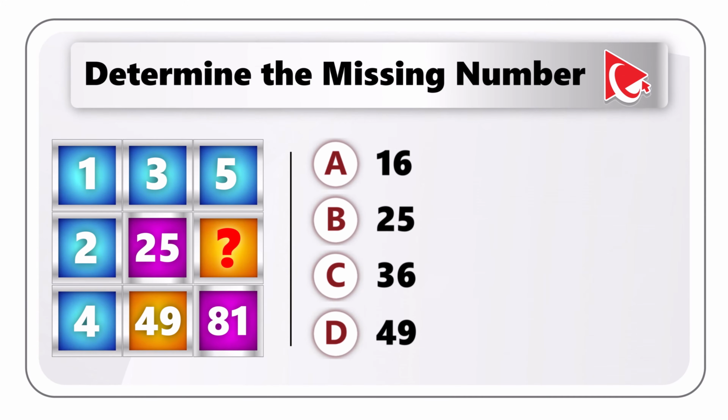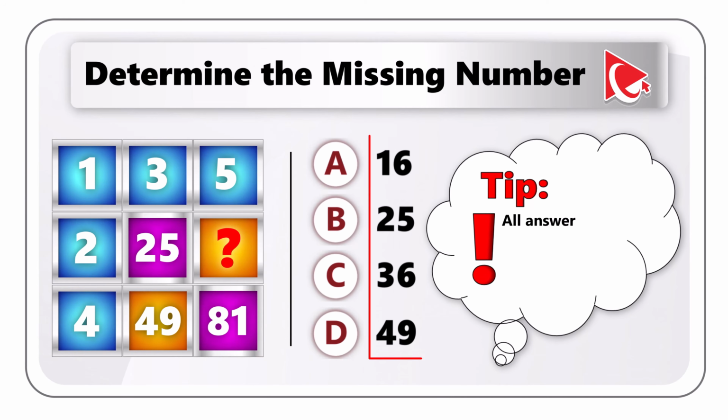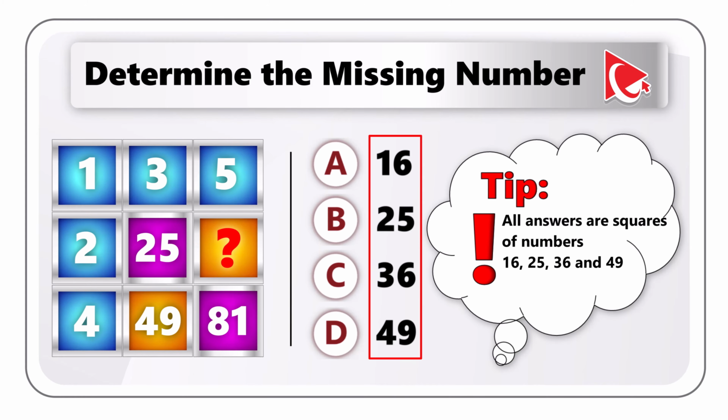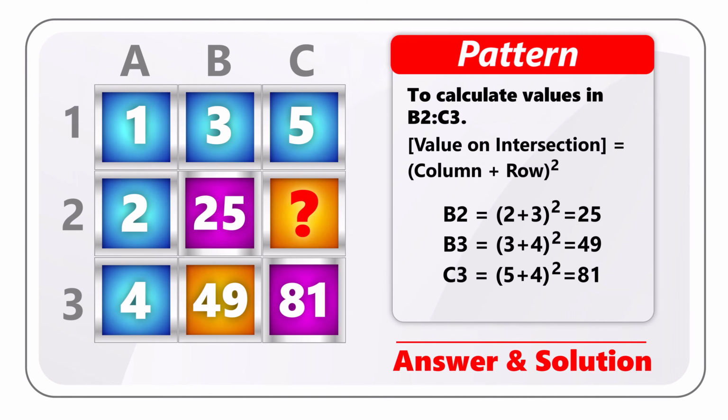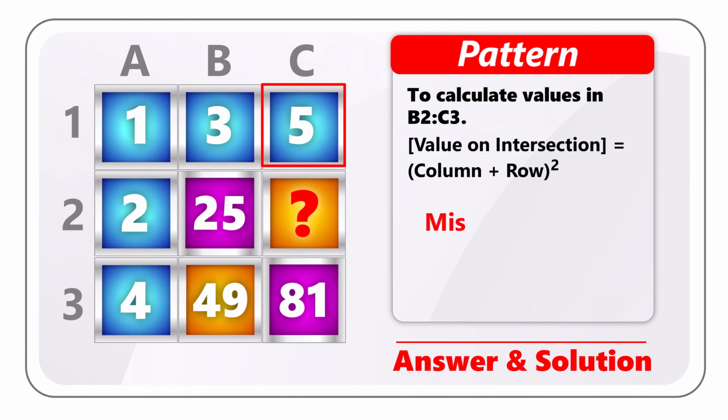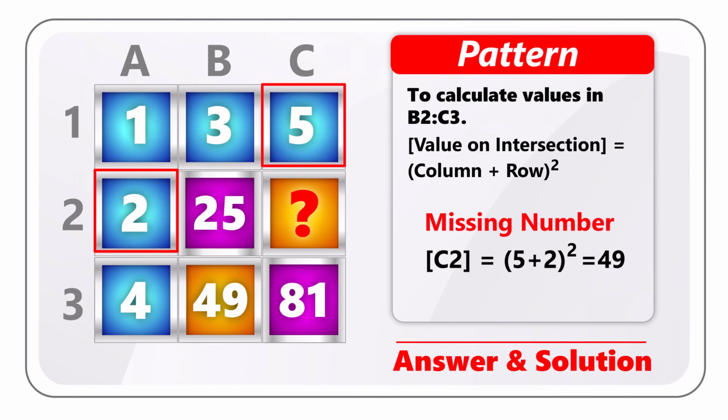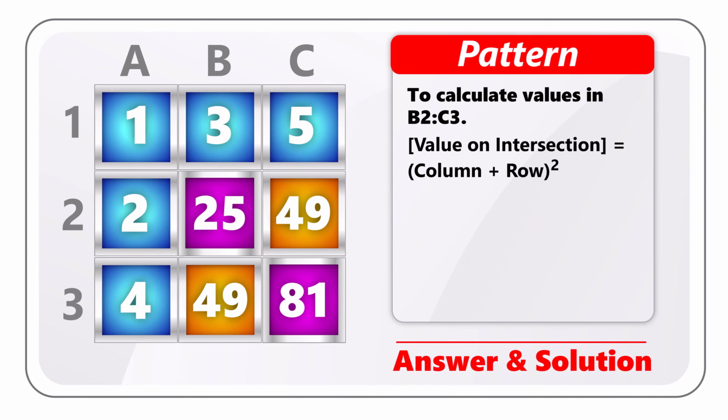Take a look at the original question and take a look at the answers. If you look closely, all answers are squares of numbers. The values for choices A through D are 16, 25, 36, and 49, which are squares of 4, 5, 6, and 7. So the missing value C2 is calculated as 5 plus 2 squared, which is 7 squared, which is 49. And the correct answer here is choice D, 49.